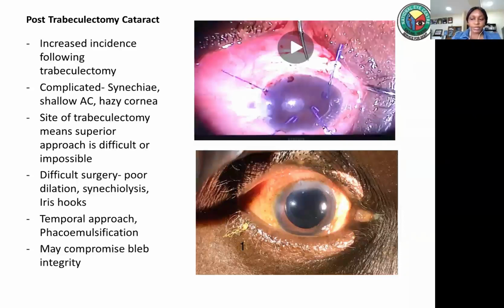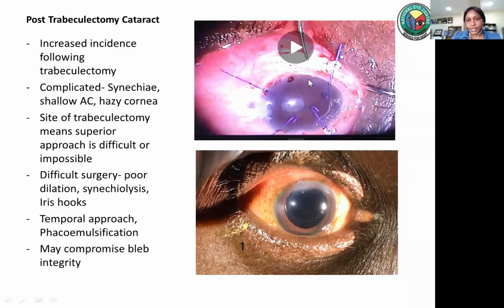Usually when I do a trabeculectomy, I do a superonasal approach so that a lot of the temporal aspect is left in case you have to come back and do a cataract surgery. I've had a patient who had trabeculectomy and it was done temporally. So it was very difficult to do a temporal approach for the cataract surgery. Eventually, I had to do a superior approach, but you can imagine how difficult that was. Phacoemulsification can be done for such patients, but it's also worthy of note that cataract surgery after trabeculectomy seems to compromise the bleb integrity.